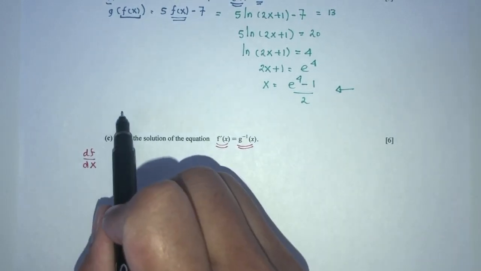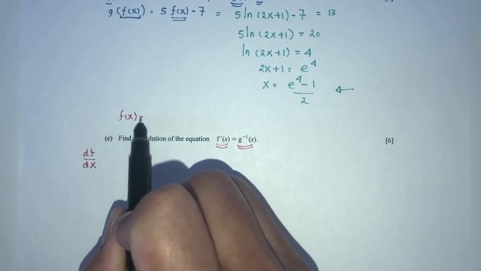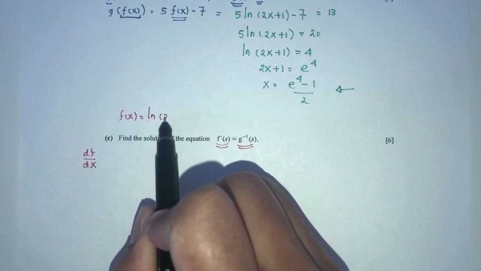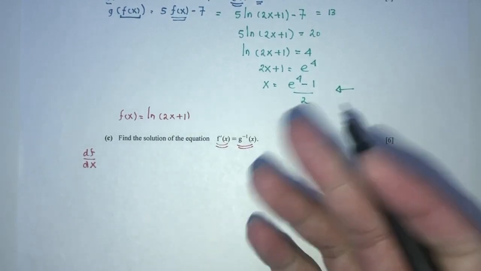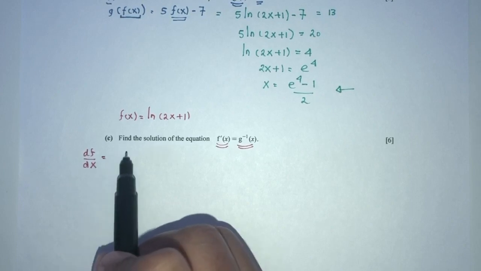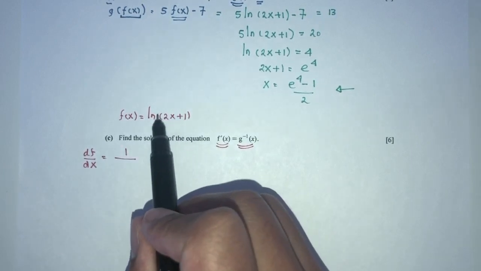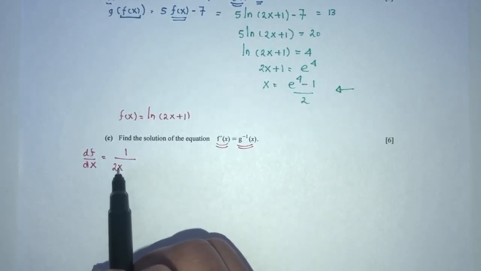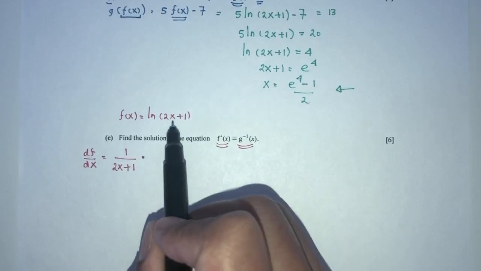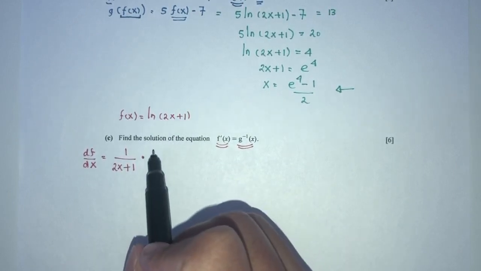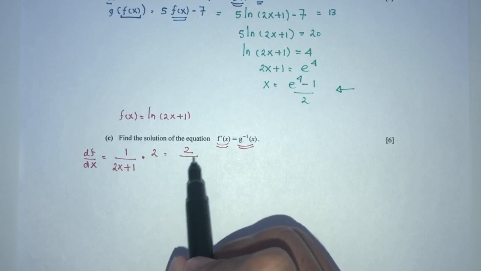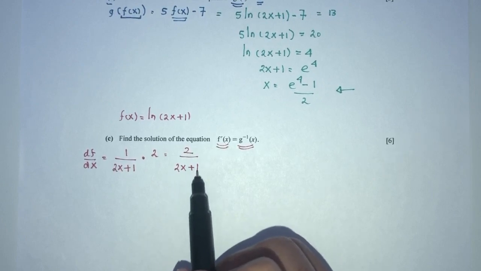So we have f of x was given to you by ln of 2x plus 1. If you were to differentiate this, it is simply 1 over the value inside, that will be 2x plus 1, multiplied by the d by dx of this value, that is just 2. You will have 2 over 2x plus 1.